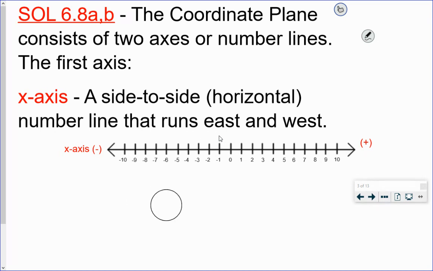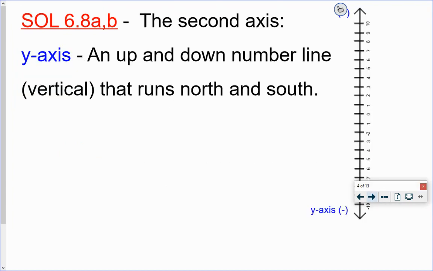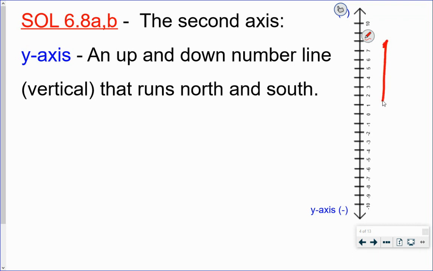Okay? Now, you also have a y-axis. And a y-axis goes up and down. It's an up and down number line that runs north and south, or vertical. Vertical is another word for up and down. So you can see here that positive is up and negative is down on the y-axis.